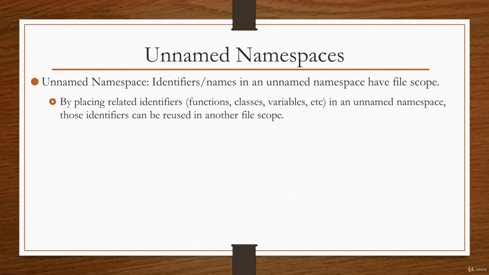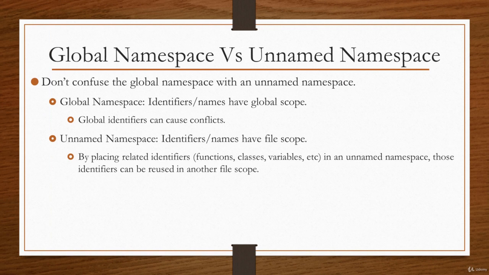And to avoid that, you use local identifiers instead, so within functions and class or struct definitions and so on, or scoped enumerations. But you also have the option to use unnamed namespaces, in which case identifier names will have file scope. By placing related identifiers, so functions, classes, variables and so on, in an unnamed namespace, those identifiers can be reused in another file scope. Once again, this is just a summary for you, so let's just go and look at what this means in Visual Studio.